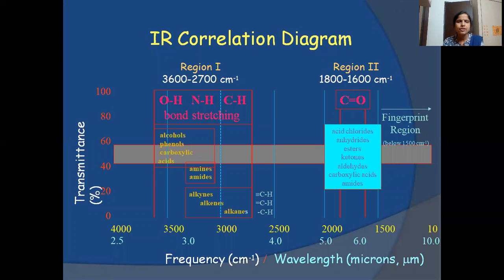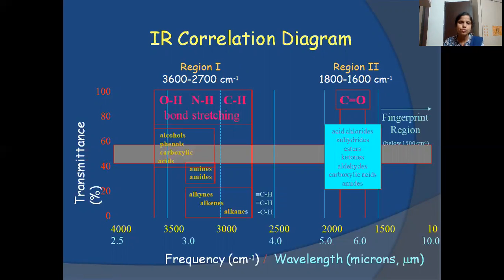Now this is the IR correlation diagram. So we have to first learn at which region the stretching vibrations are observed. Generally, we can simplify this in this way. Region 1, region 2, we have written here. So region 1 is 3600 to 2700 centimeter inverse.